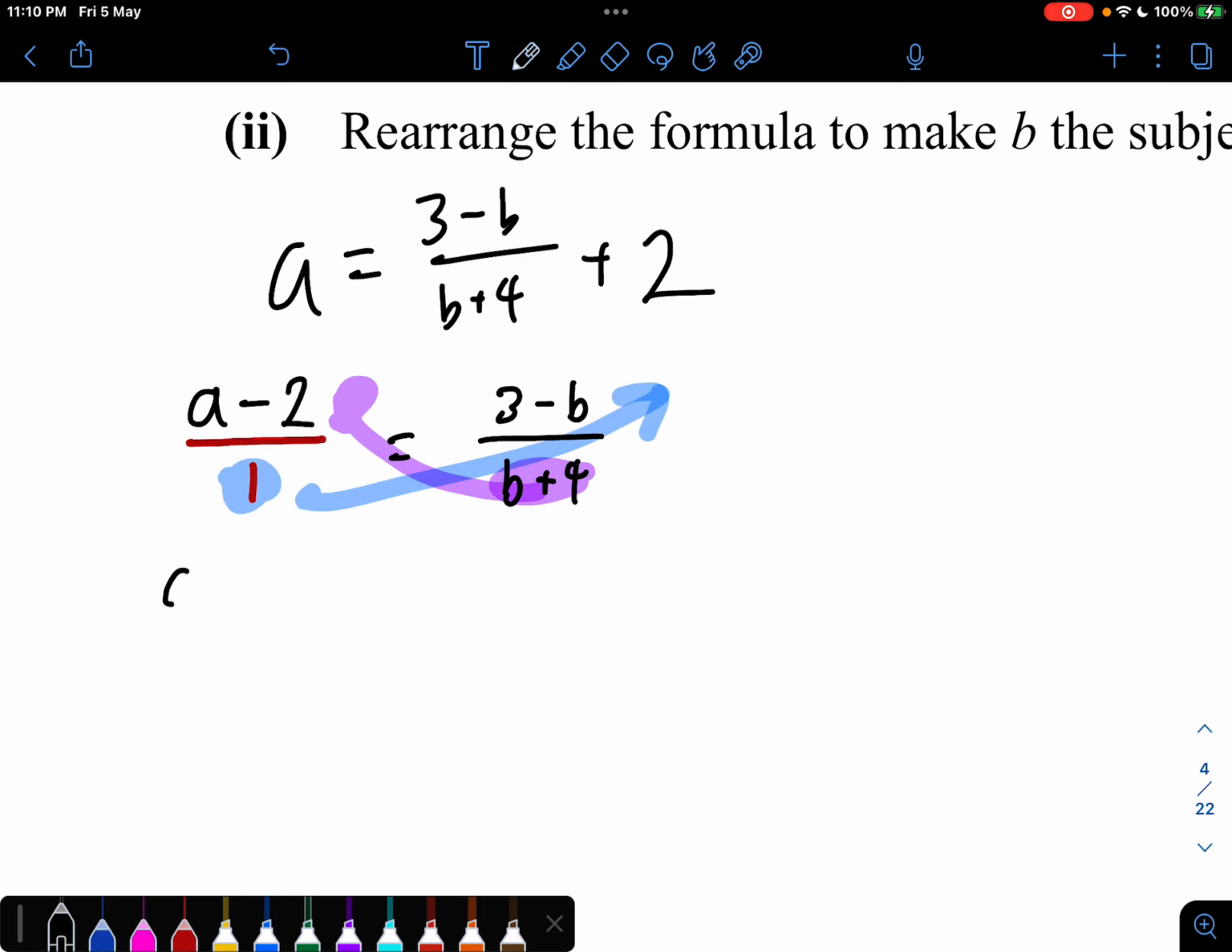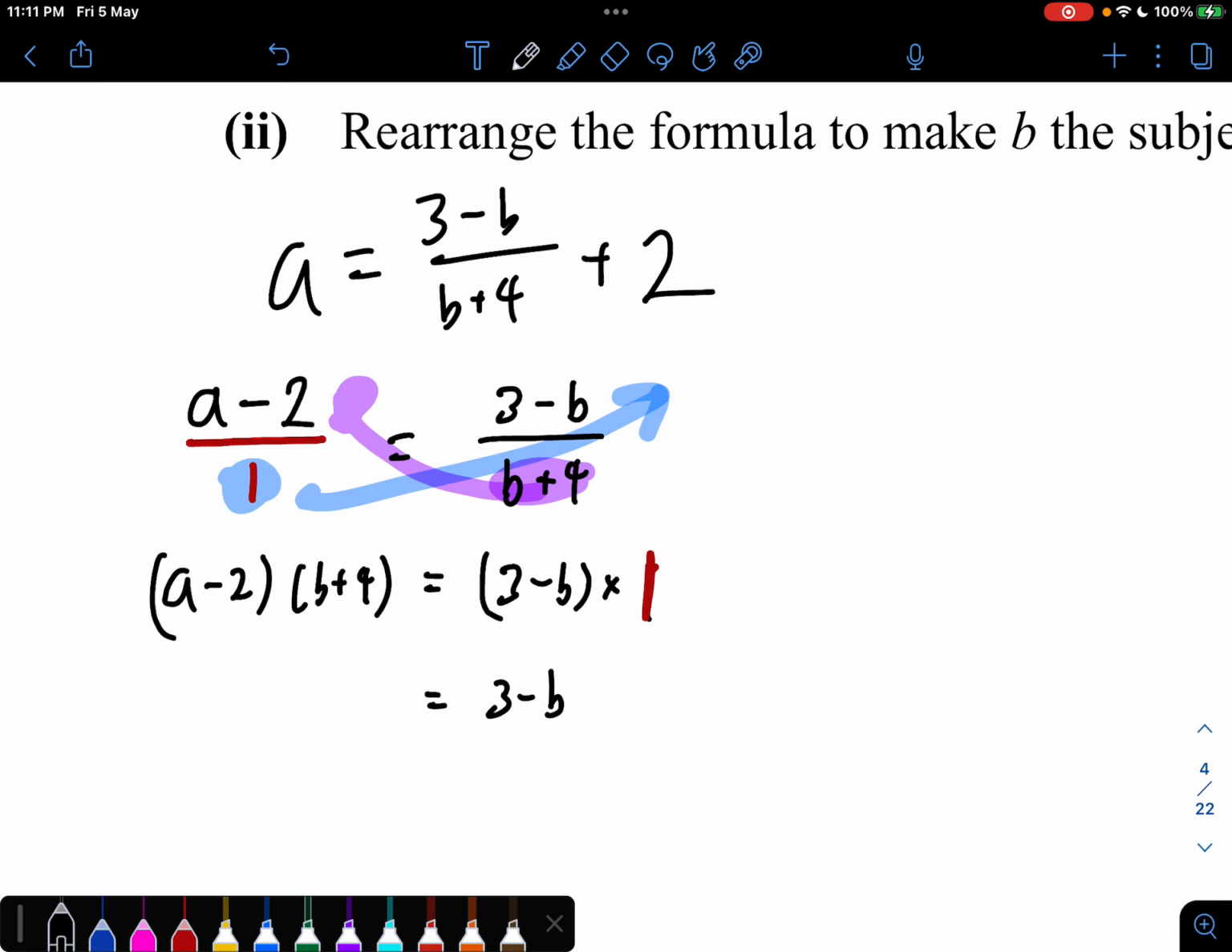You're left with a minus 2 bracket multiplied by b plus 4 equals to 3 minus b multiplied by bracket 1. But wait, times 1 might as well not write it. You could have just written down 3 minus b, right? Times 1 doesn't do anything. A minus 2 times b plus 4, you can distribute: a goes into the first and second, so ab plus 4a. Next one, negative 2 goes into the first and the second, so negative 2b, negative 8.